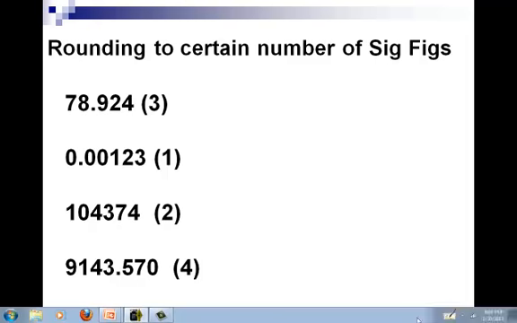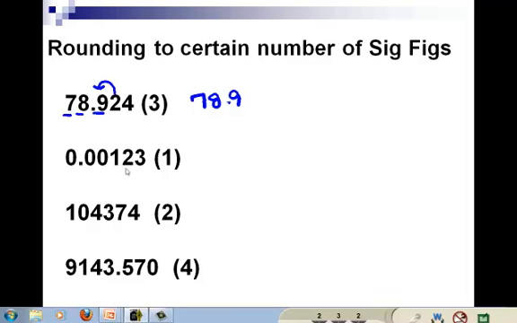Now let's round some of these sig figs. If I have a number such as this, 78.924, let's say I want to reduce it to 3 sig figs. What I first do is I underline my 3 sig figs, the 7, the 8, and the 9. Then I look one more and say, will this 2 affect that 9? If it's 5 and greater, it will round it up. But since it's a 2, it's not going to round it up. So my answer is going to be 78.9, 3 sig figs.